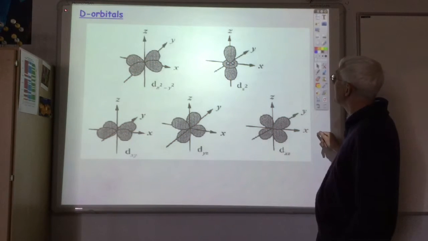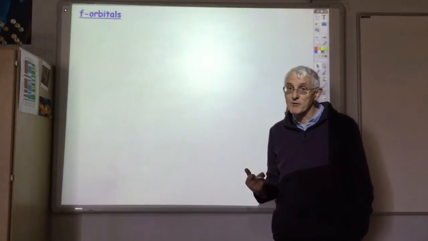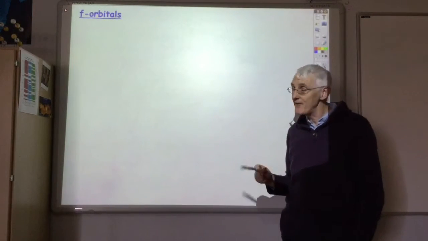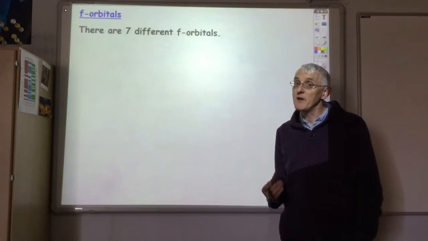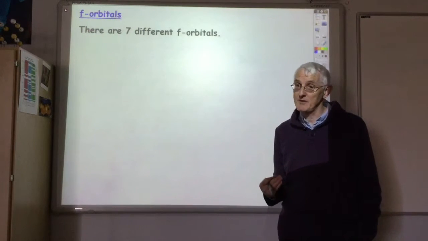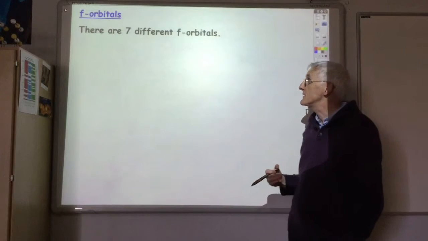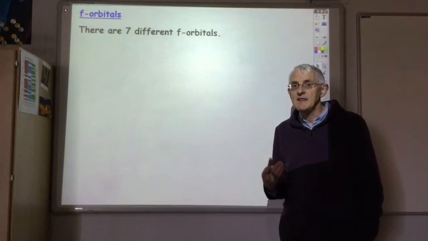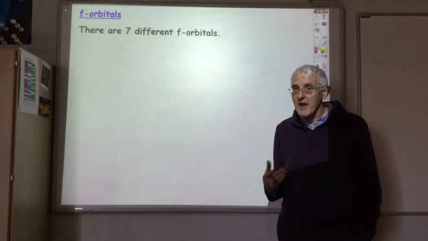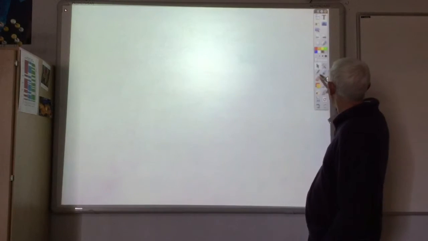So finally, moving on to the f orbitals. Well, there are seven different f orbitals. However, you'll be pleased to know that you don't actually need to know the shapes of those seven different f orbitals.